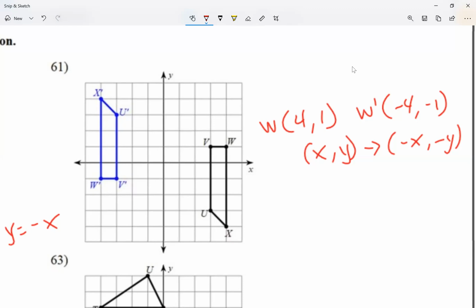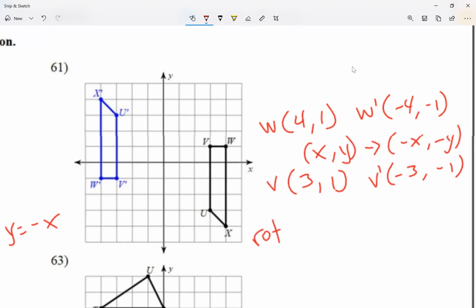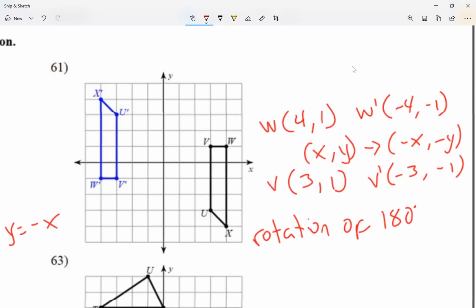Let's follow V. The coordinates of V are (3, 1), and the coordinates of V prime are (-3, -1). Okay, so I can tell that (x, y) becomes (-x, -y). According to my notes, that is a rotation of 180 degrees about the origin.